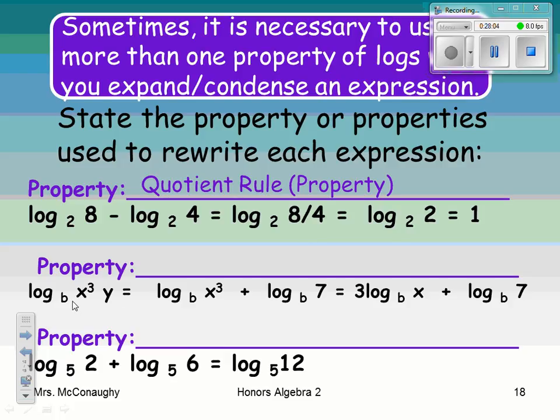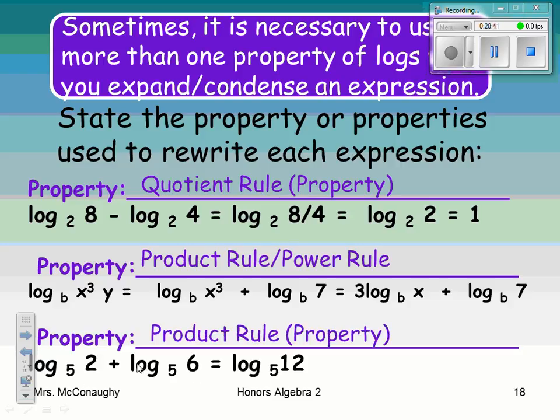Now this one, we might have two things going on. I got me a power and I got me some multiplication going on. So I'm going to have two different properties on this one. I got to deal with that power and I got to deal with that multiplication. So I'm going to have the product rule and the power rule in that one. And then this last one, I've got log base 5 of 2, log base 5 of 6, and looks like all I did was condense it. That's going to be the product rule.